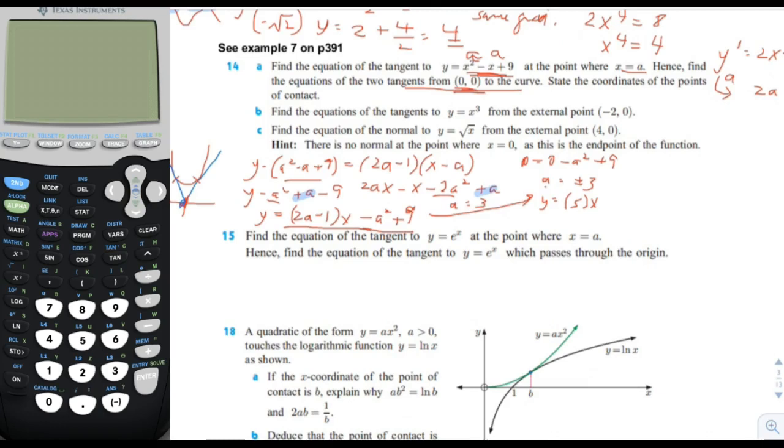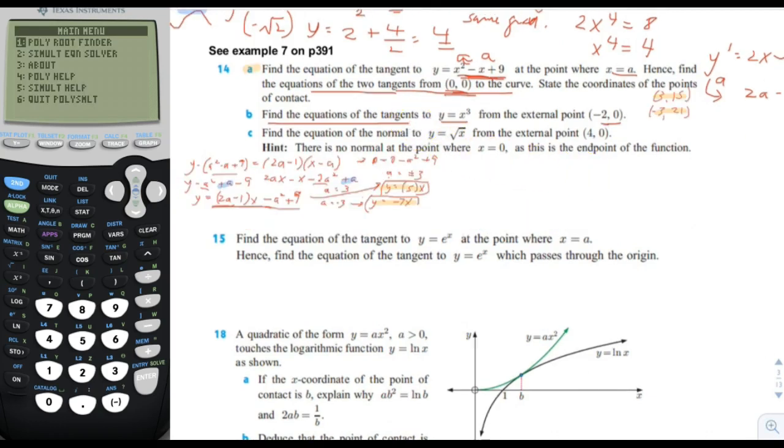And then the other one would be a equals negative 3. So it'd be y equals 2 times negative 3, which would be negative 6, minus 1, which is negative 7x, and a equals negative 3. We're going to put negative 3 into a squared. It's going to be negative 9 plus 9 also, and that's it. So one of our equations is negative 7x. The other one is positive 5x.